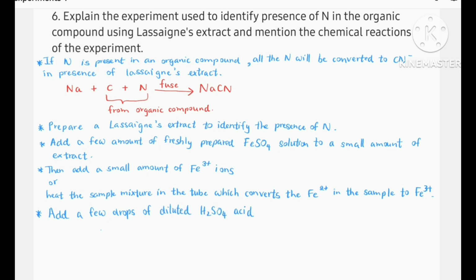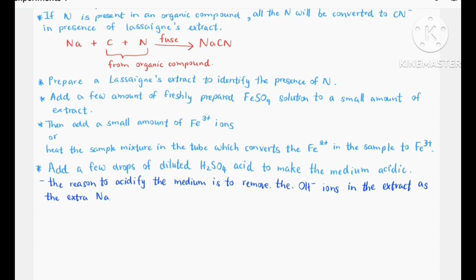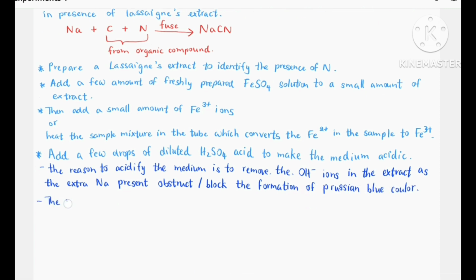Add a few drops of dilute sulfuric acid to make the medium acidic. The reason to acidify the medium is to remove the hydroxide ions in the extract, as the extra sodium hydroxide present blocks the formation of Prussian blue color.